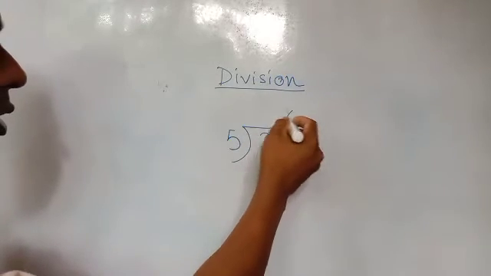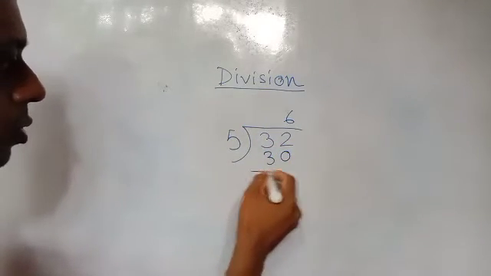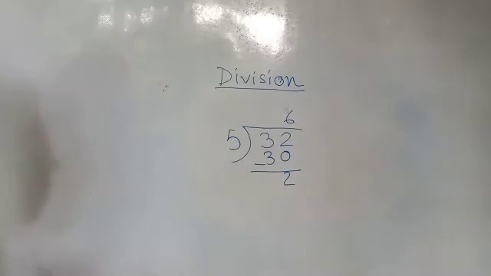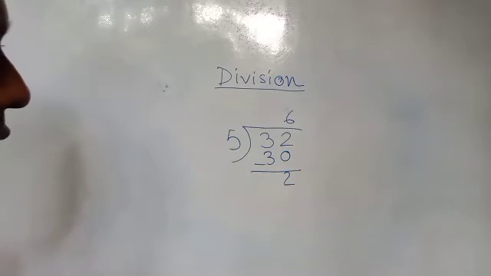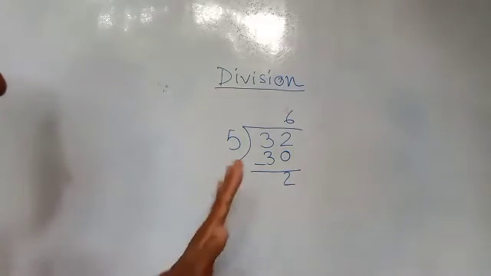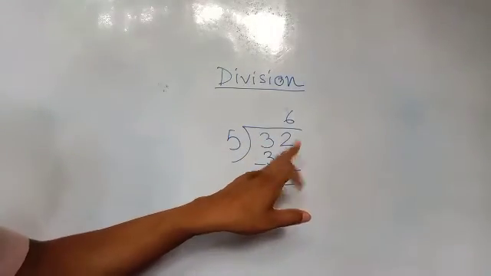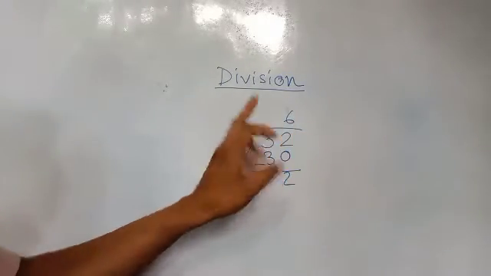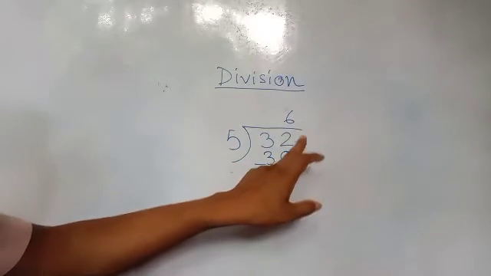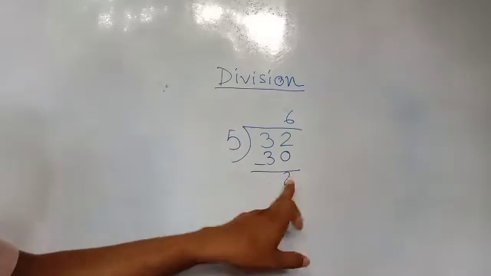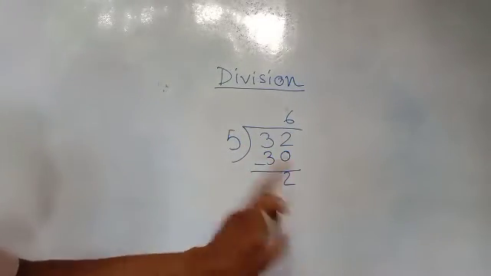Now 5 6s are 30, we know. After subtraction you will get 2. Now in case of multiplication and division, always you need the multiplication table. So every day, as I told you earlier also, you have to read the multiplication table at least once, so that easily you can find out the answer. 5 6s are 30. We have 32. 5 7s are 35, so it will be more than 32. So up to 30 we have to take. So 5 6s are 30. After subtraction, you will get 2 here.